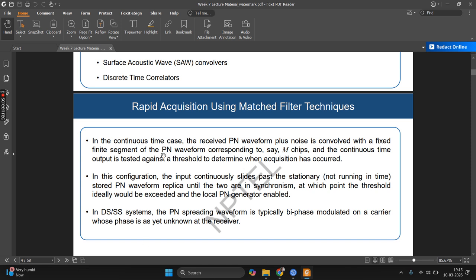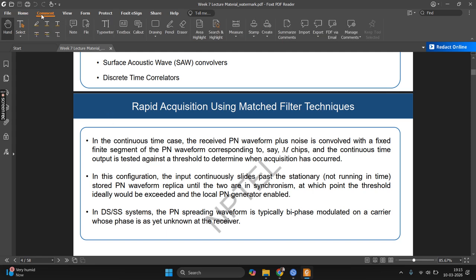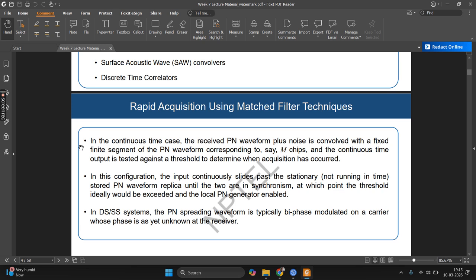So instead of generating new chips every time, what you are doing is keeping a small window. Here the difference is that you are keeping a small window of the PN sequence that is being matched.